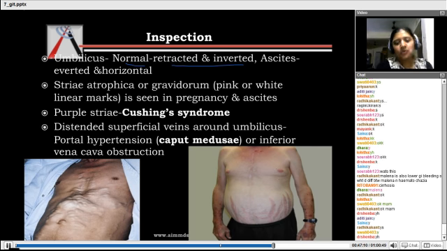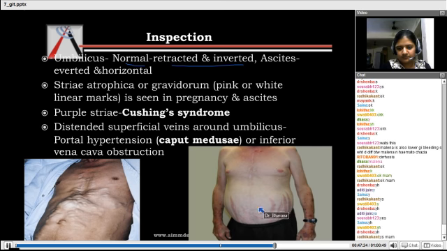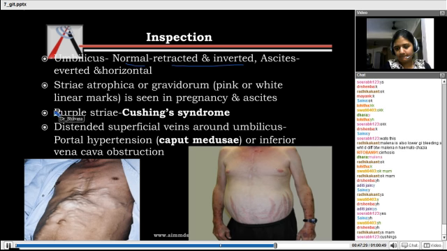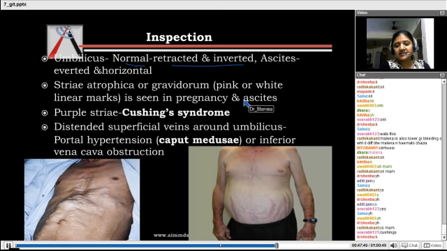Then, if you examine the skin, you could also see some striae. You will see some linear marks. Can all of you see the linear marks here? Yes, you can also see such marks in pregnancy as well. You can also see them pathologically in ascites. Purple striae will be seen in Cushing's syndrome. There is a change in the color. If you see pink or white linear marks, it is in pregnancy and ascites. If it's purple in color, it is in Cushing's.